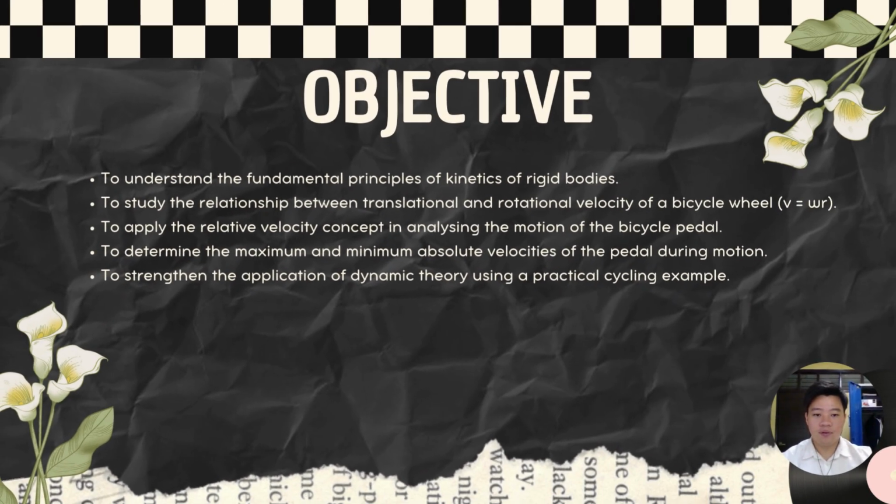For the objectives, this project is used to understand the fundamental principles of kinetics of rigid bodies. Secondly, to study the relationship between translational and rotational velocity of a bicycle wheel. To apply the relative velocity concept in analyzing the motion of the bicycle pedal. To determine the maximum and minimum absolute velocity of the pedal during the motion. And lastly, to strengthen the application of dynamic theory using a practical cycling example.